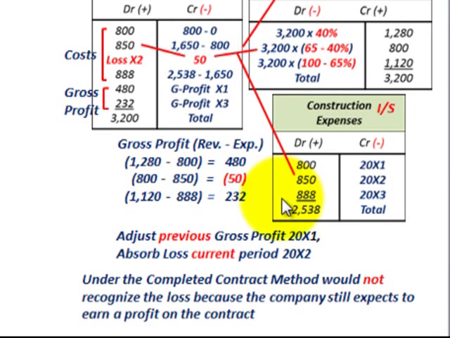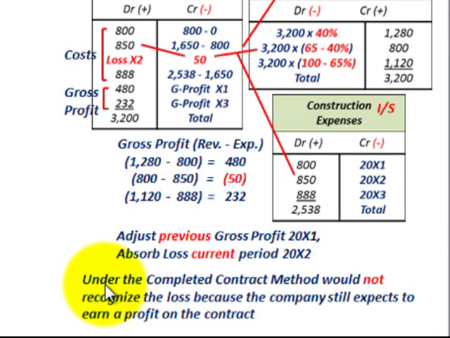We adjusted that previous gross profit here in 20X2. We absorbed it by absorbing the loss in the current period here. The gross profit, excuse me, we adjusted the previous gross profit in 20X2 by absorbing the loss in the current period, 20X2. That's only because we had a profitable contract. Had it not been profitable in 20X2, then we would have had to go and readjust that year 20X1 previous gross profit.